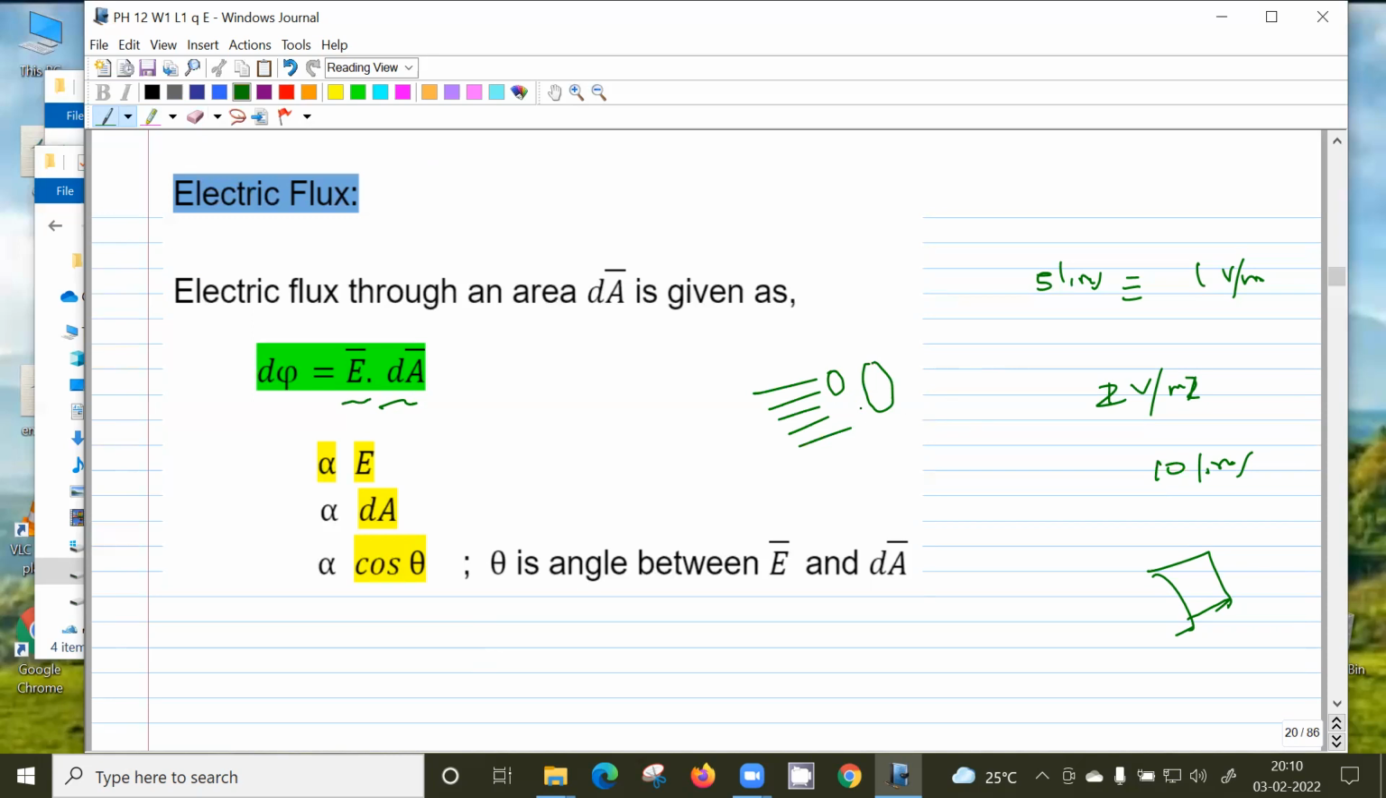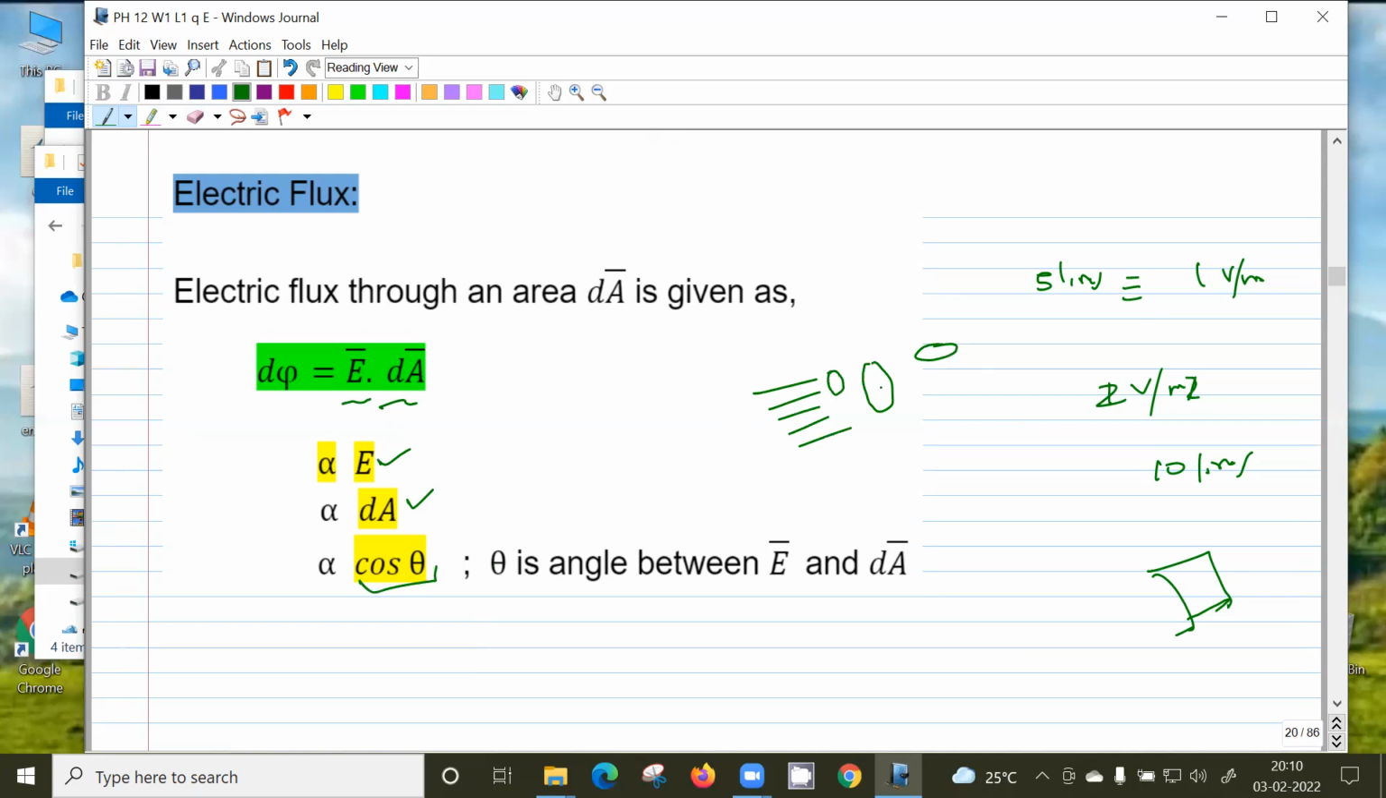Okay, and it also depends on the orientation of the area. Suppose my area is like this, and suppose I rotate this area like this, then the number of lines cutting through this area will be less. Yes, sir. So it depends on the electric field, the size of the area, and also the angle between them. And it depends on the cos of the angle between them.